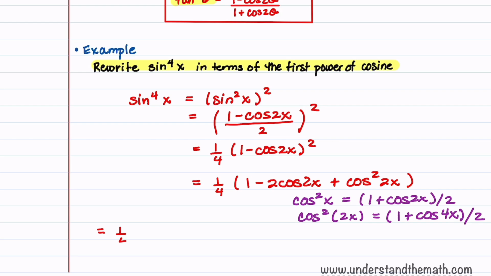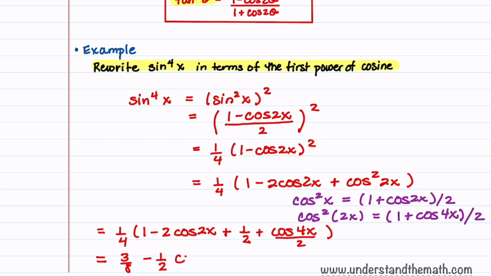This is equal to 1/4 times (1 minus 2 cosine 2x plus what we just calculated in purple). We have (1/2 plus cosine 4x) all divided by 2. We can combine our constants, multiply them by 1/4. So we have 1 plus 1/2 is 3/2 times 1/4 is 3/8, minus 1/2 cosine 2x plus 1/8 cosine 4x. And that's our final answer.